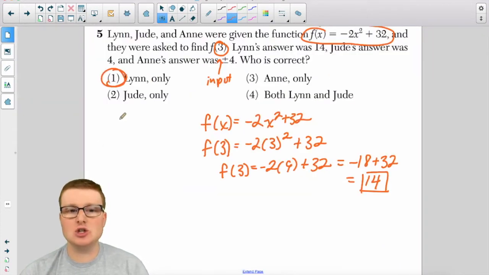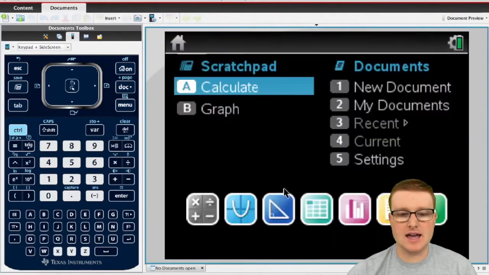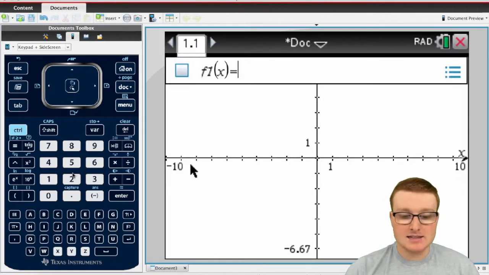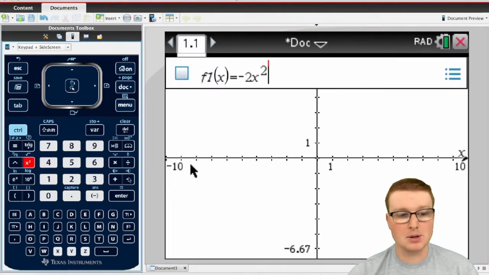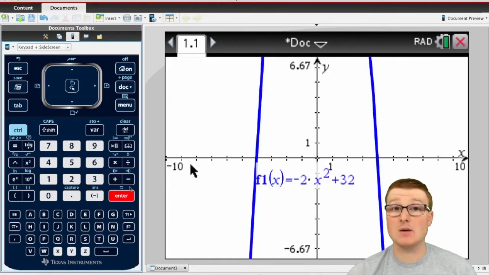Now let's just say you did not know how to do that. There's another way to do it. Go to your graphing calculator. Again, go to your graph page. Type in the function negative 2x squared plus 32. Okay, we get, all right, I don't care what it looks like, but we have this.